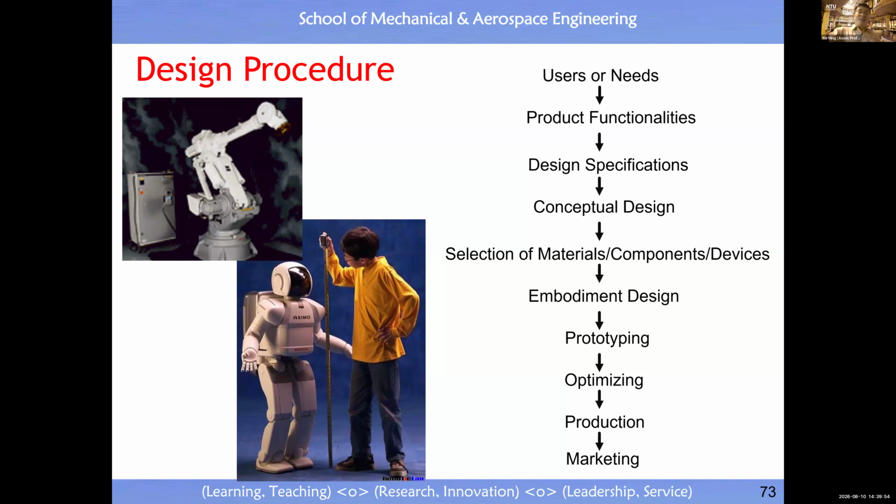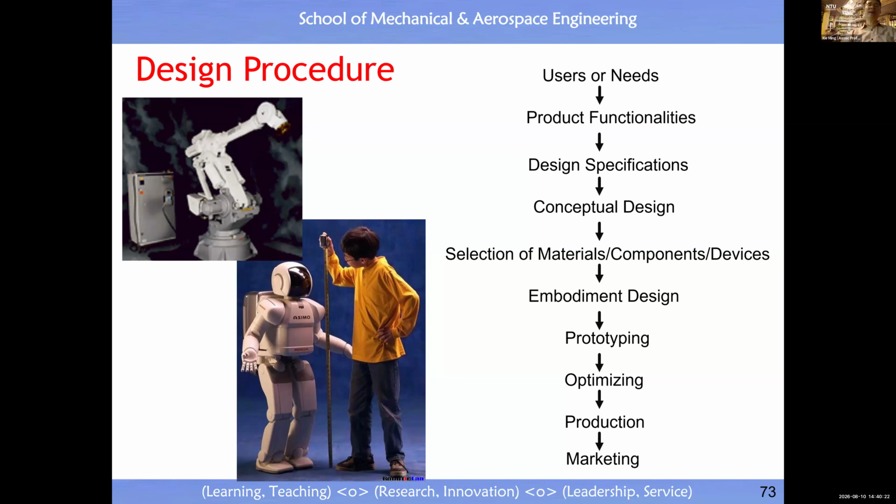Once you know the solution for each functionality, you can draw a morphological chart. Then you can come out with all the possible combinations. That is conceptual design, right? Once you have a conceptual design, you must have evaluation criteria, right? In terms of cost, appearance, reliability, etc. Then you choose the best combination, right?